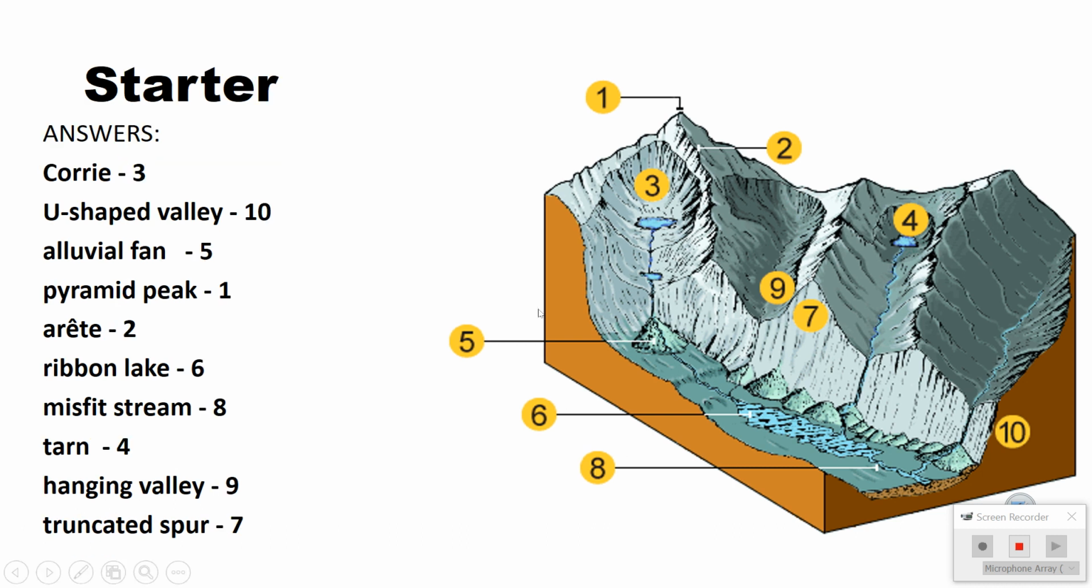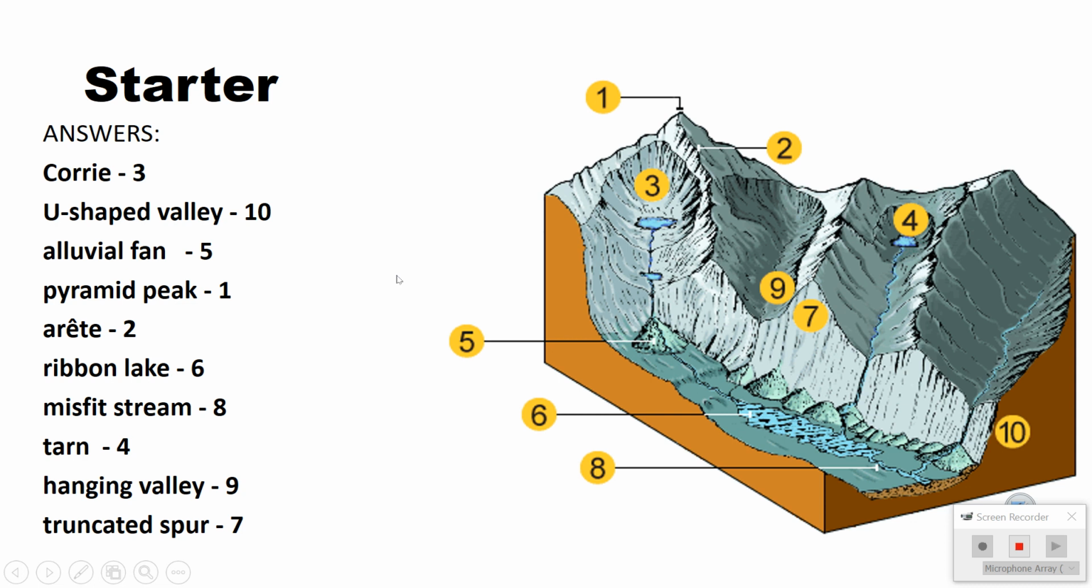The corrie is this bowl-shaped depression in 3. The U-shaped valley is this whole thing in number 10. You can see at the end it's got a sort of U profile. If you imagine these cliffs on the opposite side, it would create this U shape. Alluvial fan is number 5. It's where we've got lots of scree falling, in this case falling off a hanging valley and dropping to the bottom of this U-shaped valley here.